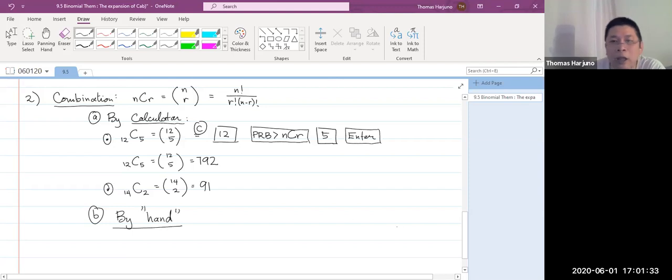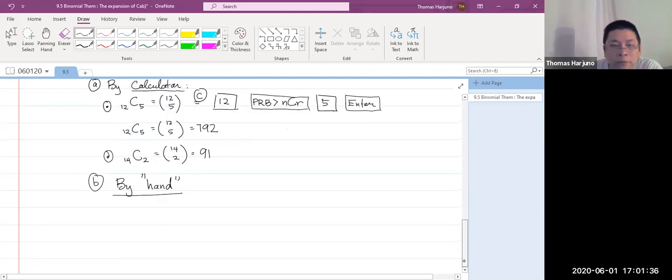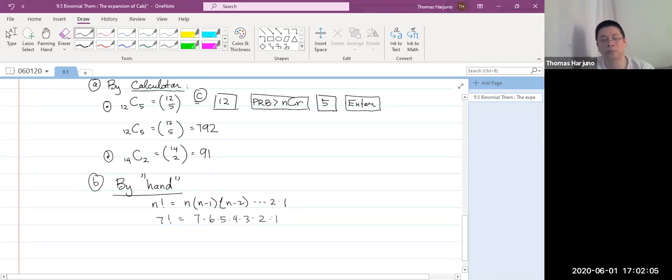Now I show you the by hand method if you have a smaller number. First of all, what is n factorial? N factorial means n times n minus 1 times n minus 2 all the way down to 2 times 1. So for example, 7 factorial will be 7 times 6 times 5 times 4 times 3 times 2 times 1. That's what it means.